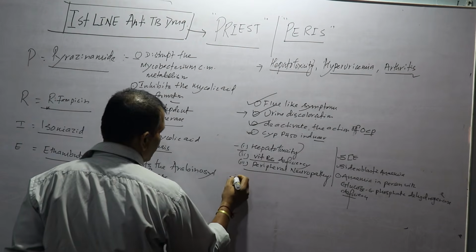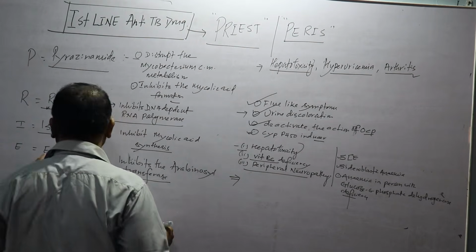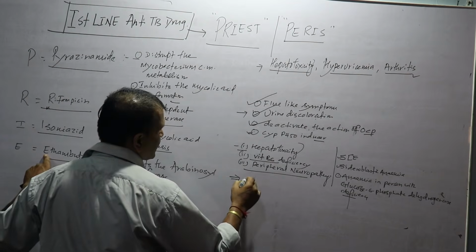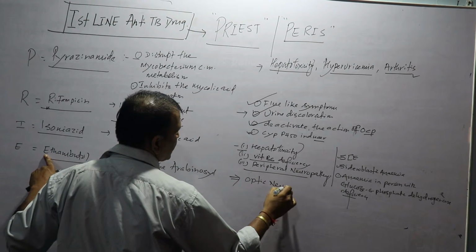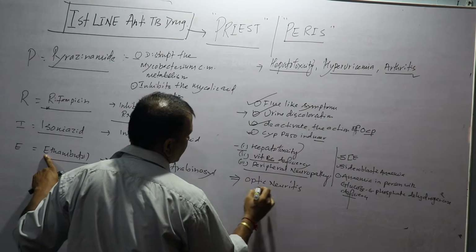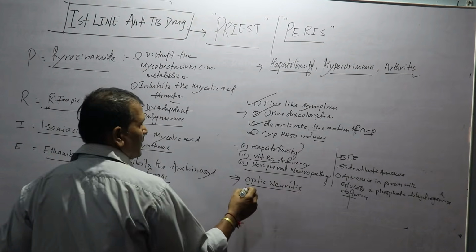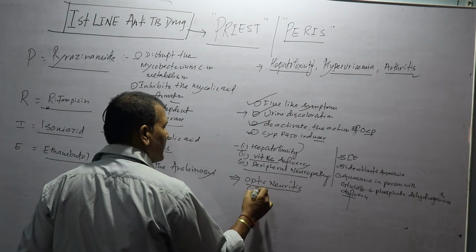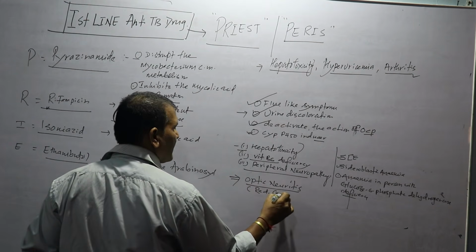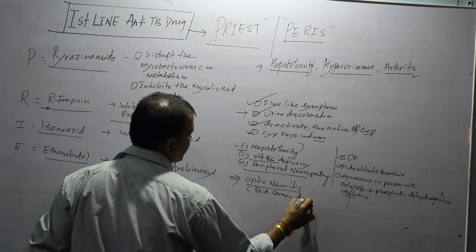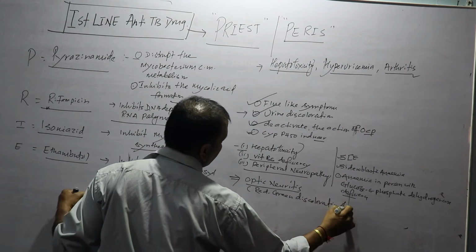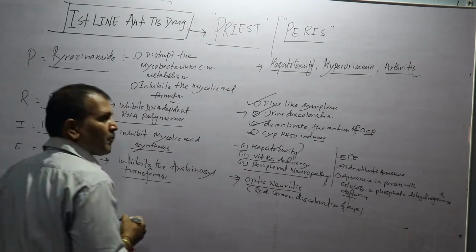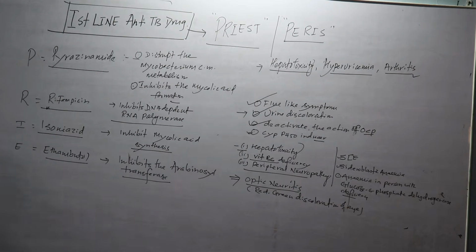What are the common side effects of ethambutol? It causes optic neuritis, or commonly we say red-green discoloration of the eye. Red-green discoloration of the eye.